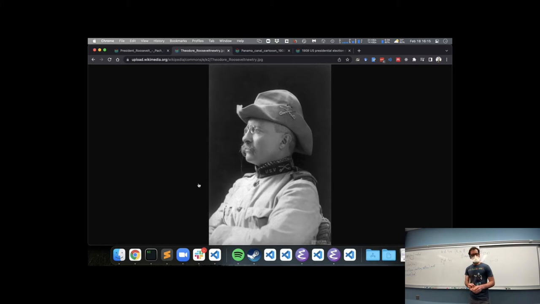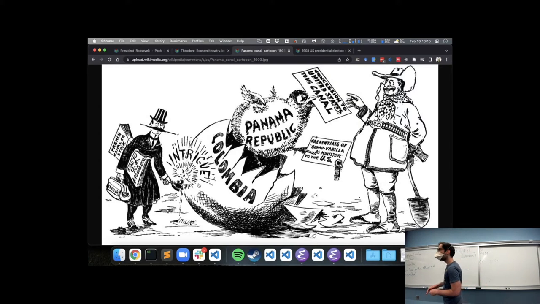In addition to being pro-war, he was pro American expansion and imperialism. The most notable example is the Panama Canal. There was no country of Panama. That territory is part of Colombia. And as this political cartoon indicates, the U.S. sort of intrigued to get Panama to break away from Colombia so that then the U.S. could go to Panama and say, we would like to build this canal. And now you are our friends because we paid you to leave Colombia. And you can see he's in his Rough Rider outfit here.